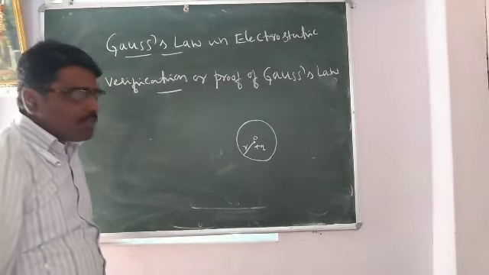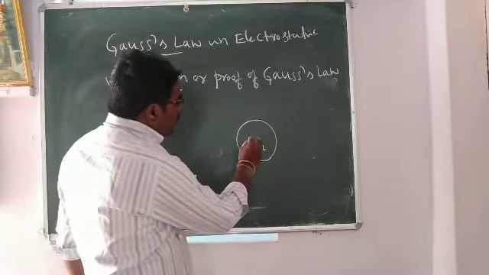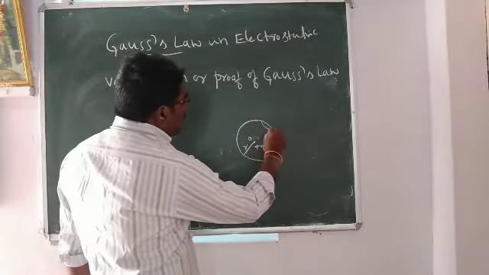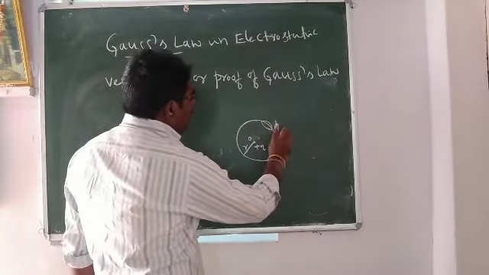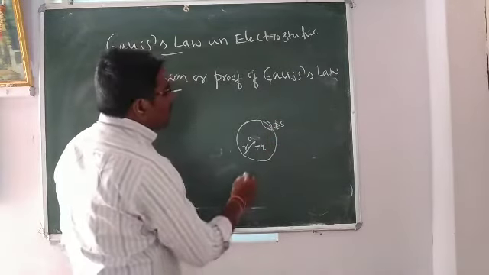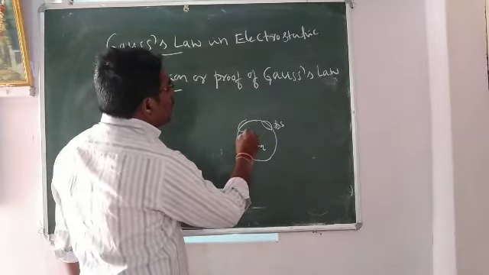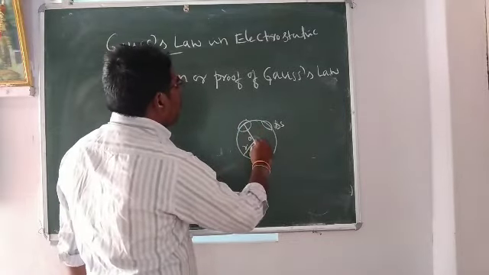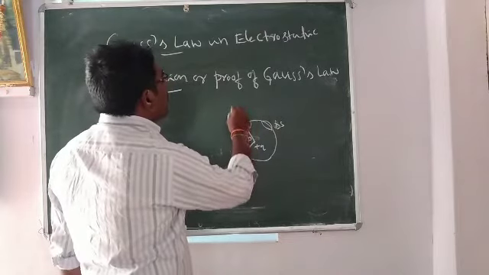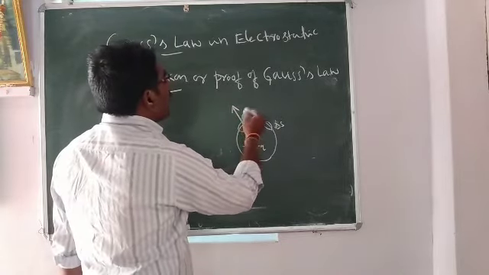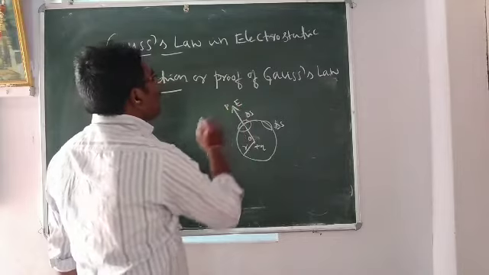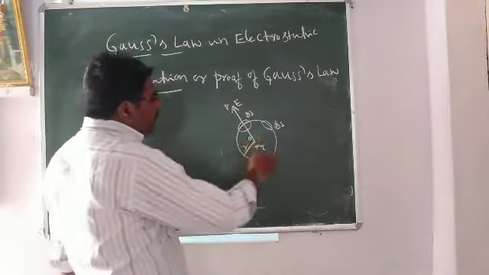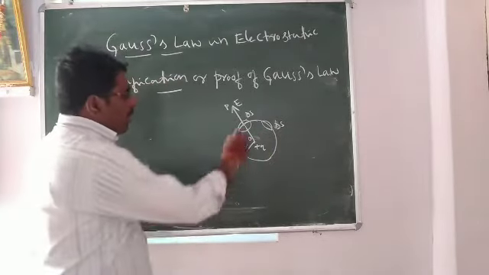Charge Q is enclosed at the center of the sphere O. The whole sphere is divided into small area elements delta S. This is the delta S. This is the electric field at point P.